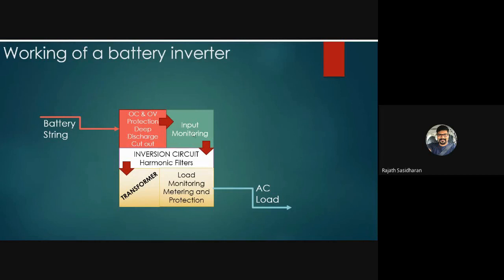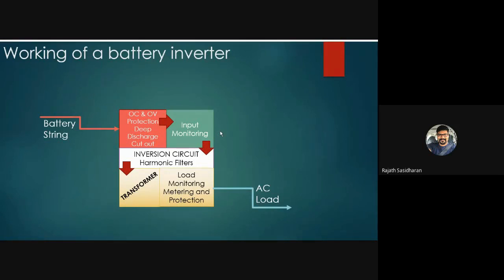Then it goes to the inversion circuit. There are some harmonic filters. Then it tries to make a perfect sinusoidal wave out of it. That's where the AC is produced, and it goes to the transformer, because we need a neutral, right? Because we are catering our energy into a dedicated load. So that's why we are using a transformer.